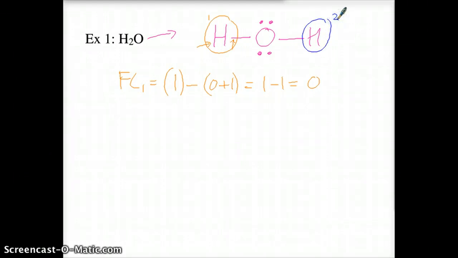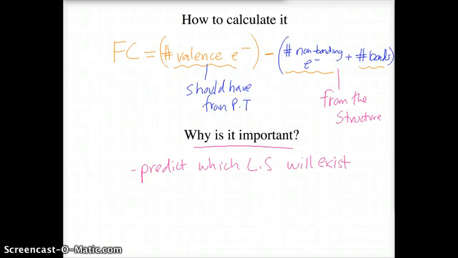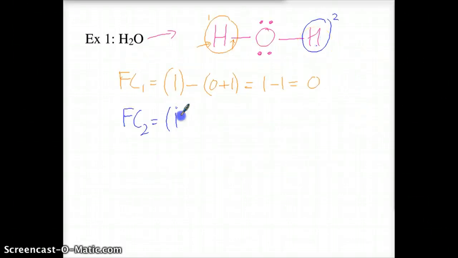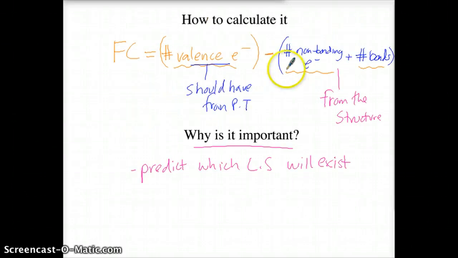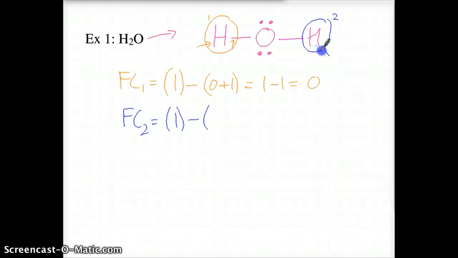What about this atom of hydrogen? I'm just going to label it 2 for tracking purposes. The formal charge of atom 2: again, the number of valence electrons it should have from the periodic table. It's still hydrogen, so it's still in group 1. It should have 1, minus the number of non-bonding electrons plus the number of bonds. Again, there are no non-bonding electrons. There are no electrons that are just by themselves as dots. But there is 1 bond, so the formal charge for this atom is going to be 0.